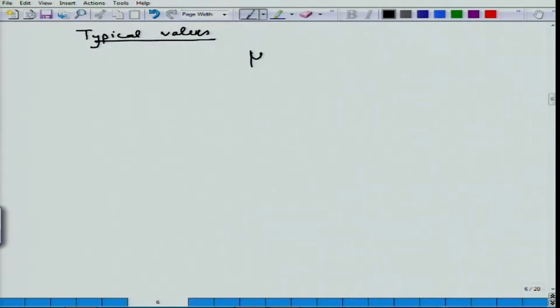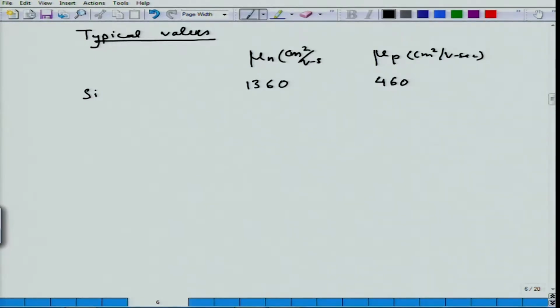So, the mobility for electrons in the conduction band, and the mobility for holes in the valence band. Let us take the material silicon. This mobility is roughly 1360 and this one is about 460. The units are centimeter square per volt second. Not an MKS unit, but this is what normally people use.